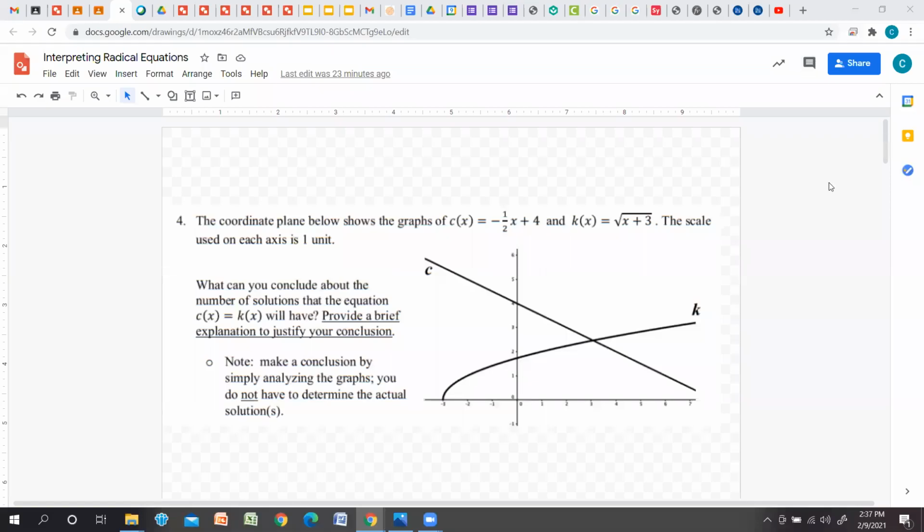Good afternoon. For this assignment, you will be solving more radical equations and applying principles of radical functions and equations.